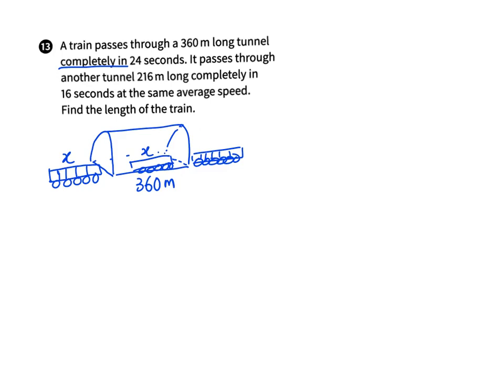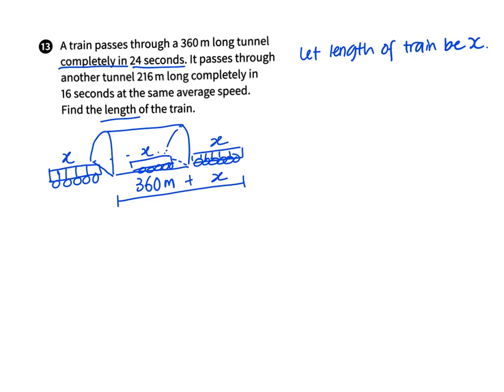So now it means the total distance, if let's say I do not know the length of the train, I let this length of the train be x, my total distance traveled in this 24 seconds is actually 360 plus x meters. So in my question, I'm going to let the length of train be x. Now it passes through this in a total of 24 seconds. So the distance is given to be 360 plus x meters. The speed I do not know, but the time taken is 24 seconds, right? So now actually I can write an expression for the speed later on.